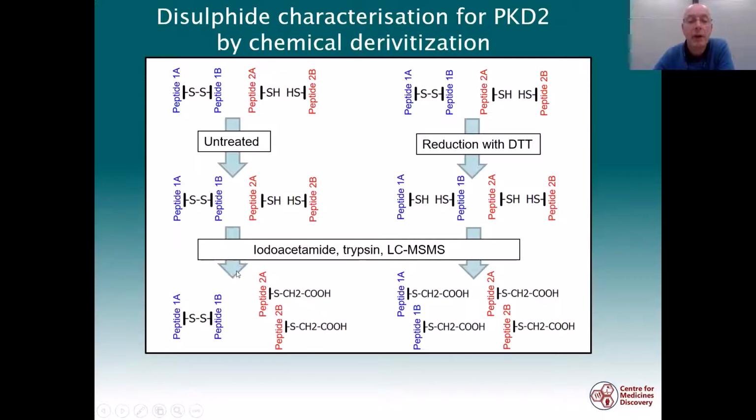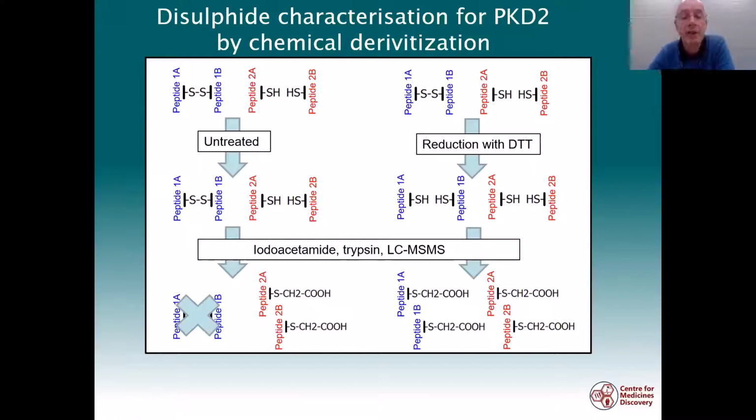If we then add iodoacetamide, that is going to alkylate any free sulfhydryl groups, we digest with trypsin and we subject to LC-MSMS, and then we're going to look for peptides. And the possible peptides we could get are this cross-linked peptide here, 2A and 2B unlinked, or we could have 1A and 1B unlinked, and 2A and 2B also unlinked, but they have been alkylated with the alkylating agent.